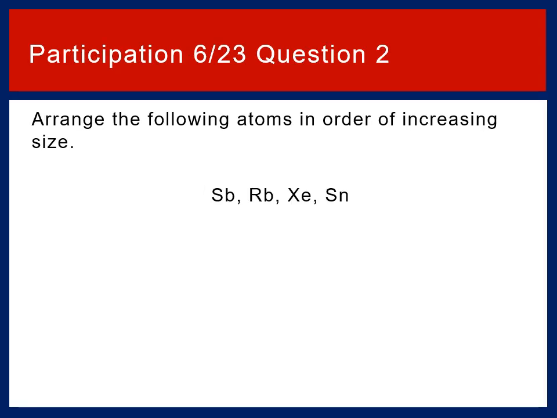Participation 623, question 2. Arrange the following atoms in order of increasing size: Sb, Rb, Xe, and Sn. This is the second question on participation 623, due Tuesday, June 23rd at 11:59 p.m. on Blackboard. The link to the assignment is right below the links to these videos. Again, arrange the following atoms in order of increasing size: antimony, rubidium, xenon, and tin.